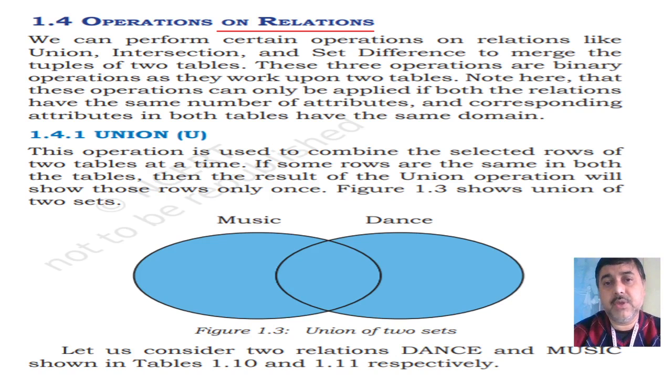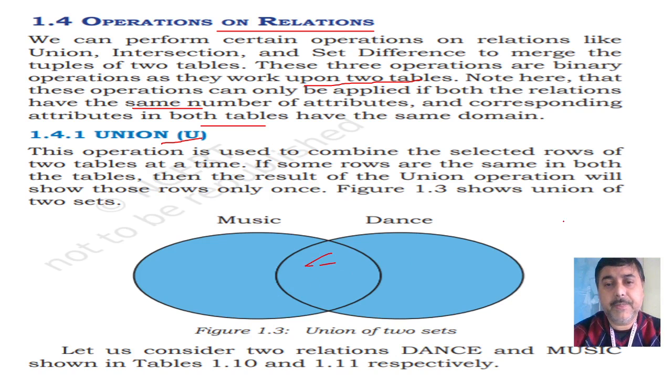Obviously, we will have two or more tables, and based on these tables we will make some relation and implement it. Now, union means when we are taking some common value.